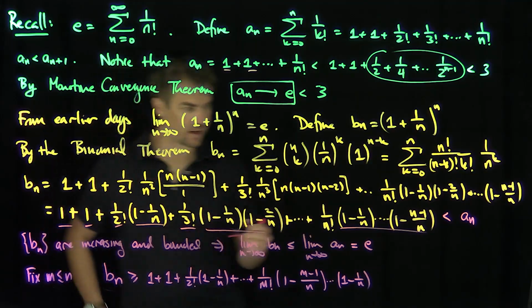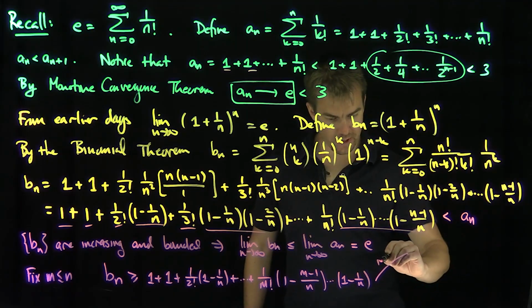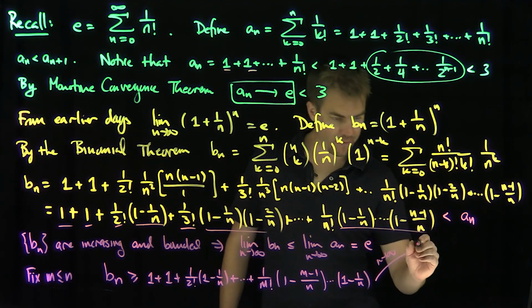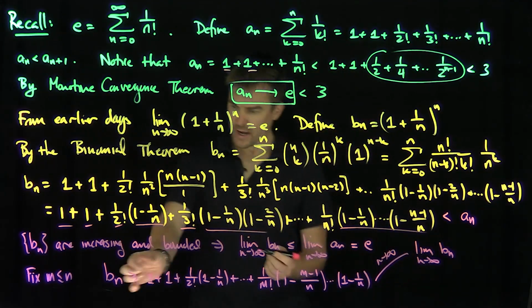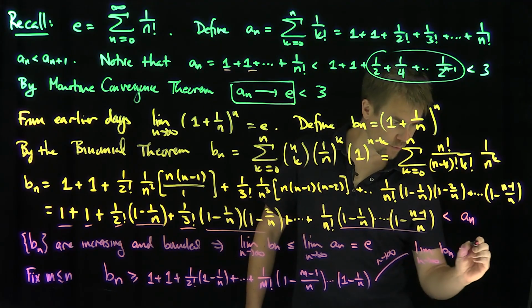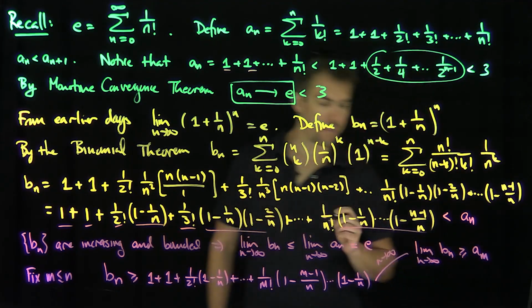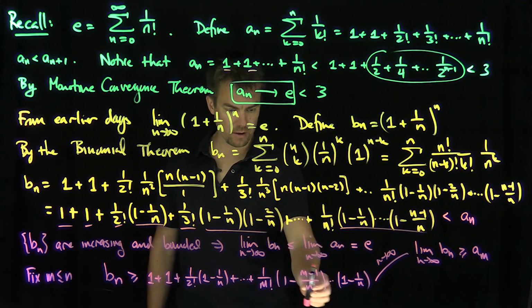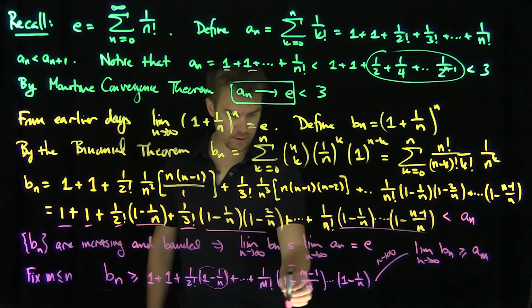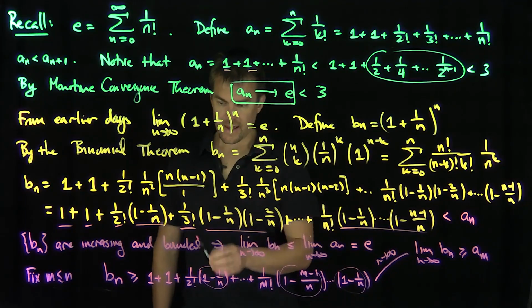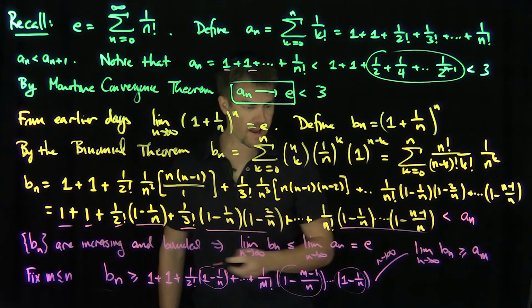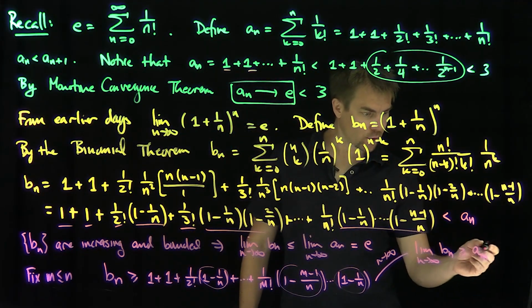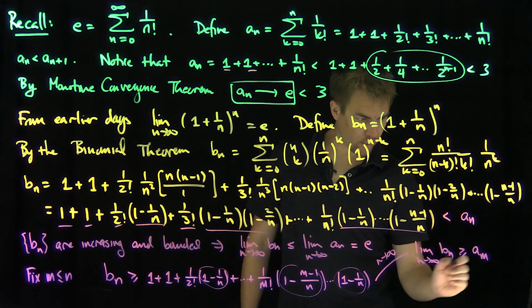So as n goes to infinity, what does this say? In this inequality, we have that the limit as n goes to infinity of the bn, which we know exists, is bigger than or equal to what? Bigger than or equal to am. Because all of these terms, as n goes to infinity, are going to converge to 1, right? And then I'll have 1 plus 1 plus 1 over 2 factorial plus up to 1 over m factorial, and that's am. And now I can let m go to infinity in this inequality, and therefore we conclude what?